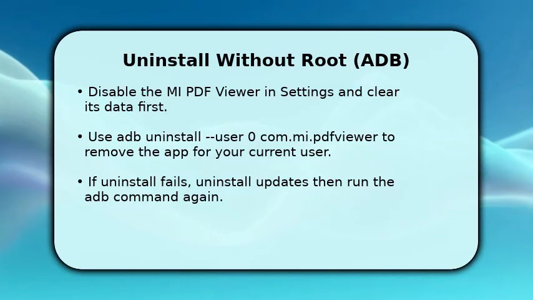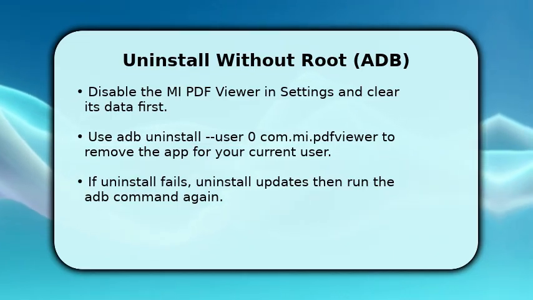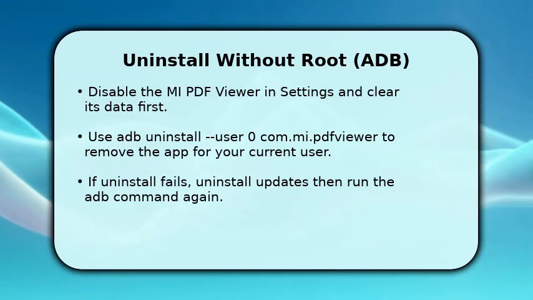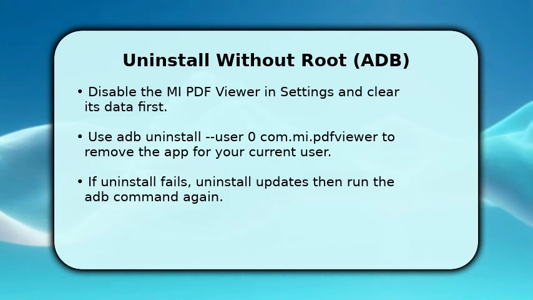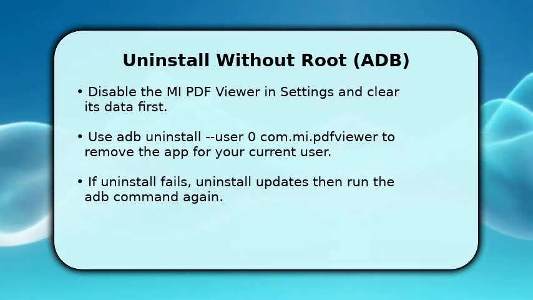On your computer, install ADB and enable USB debugging on the phone. Connect the device and run adb devices to confirm the connection. Use adb uninstall --user 0 com.mi.pdfviewer to remove the app for your current user. If uninstall fails, reboot and run the ADB command again to ensure the package was removed.